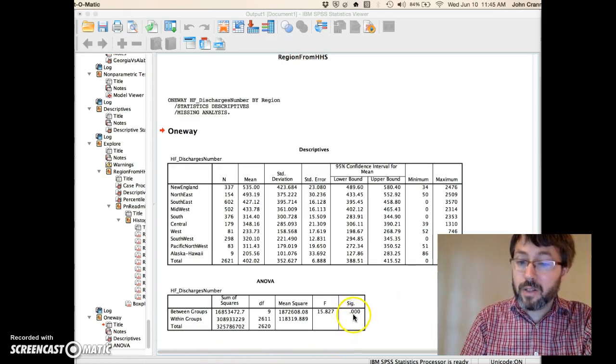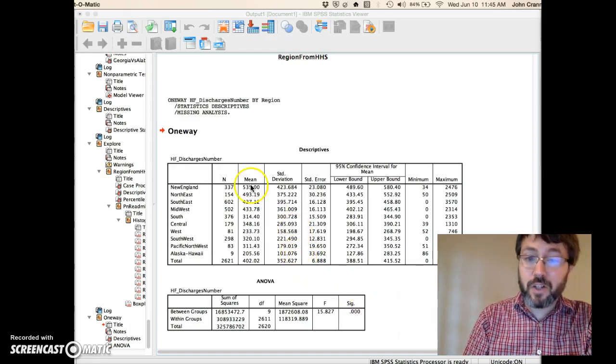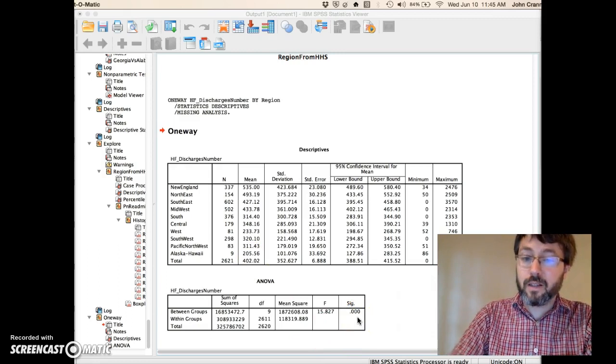And so we have here a significance level, or a p-value, of 0.000, meaning that we can very clearly reject this null hypothesis that the means between each region of the United States are the same. And so our visual inspection here of the means in this column is supported by this formal statistical test.